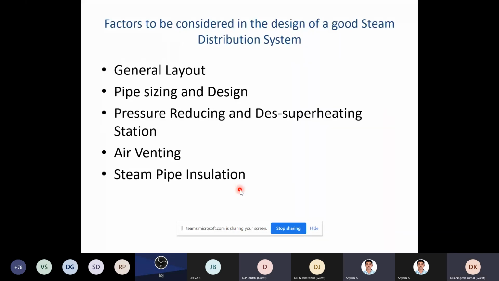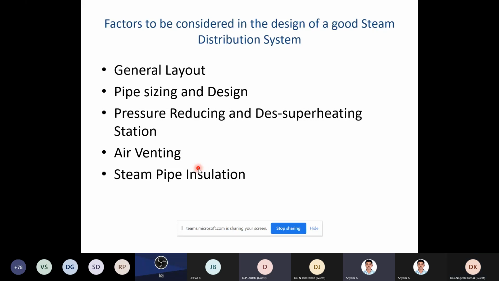Now, these are the factors to be considered: the general layout of the steam system, so where the boiler system is and where the heat utilizing equipment, the steam utilizing equipment are, what should be the pipe sizing, and whether any pressure reducing or desuperheating stations are required, air venting, steam pipe insulation. These are all some of the aspects that we need to look into.